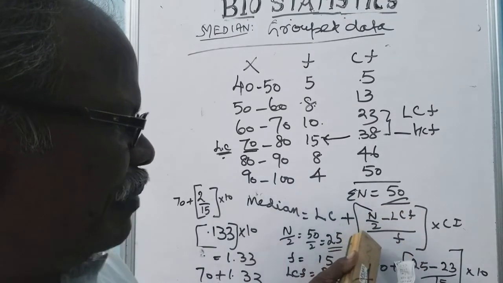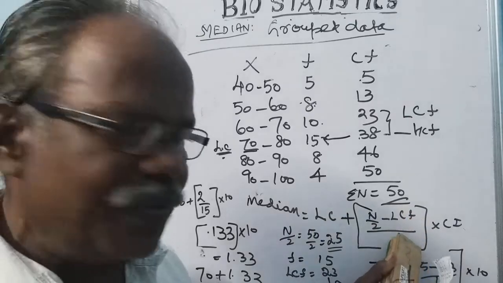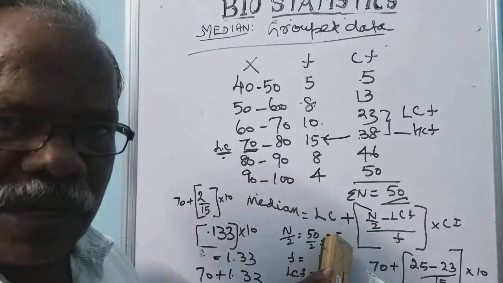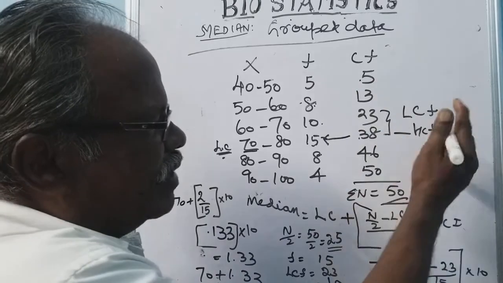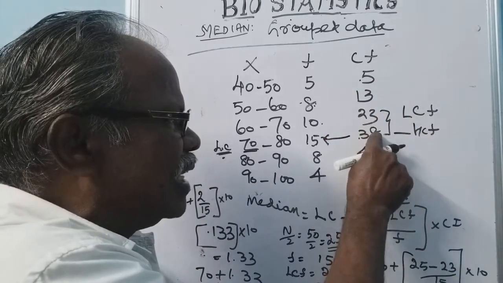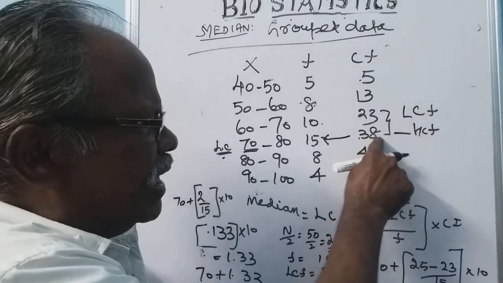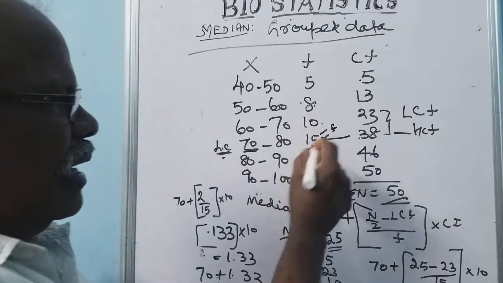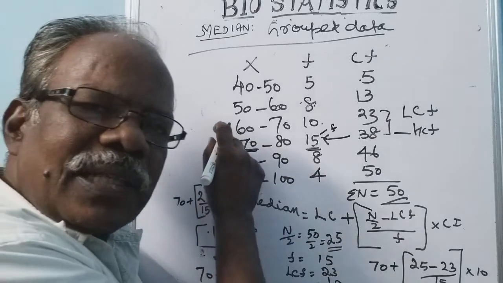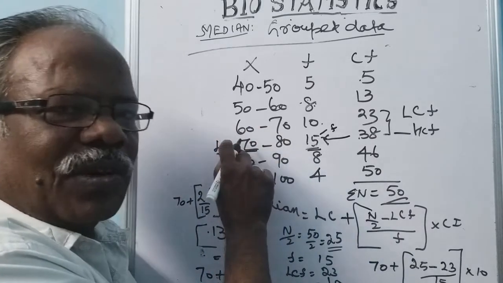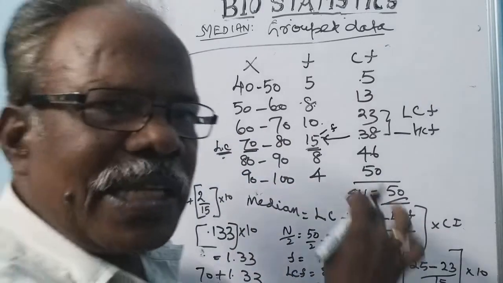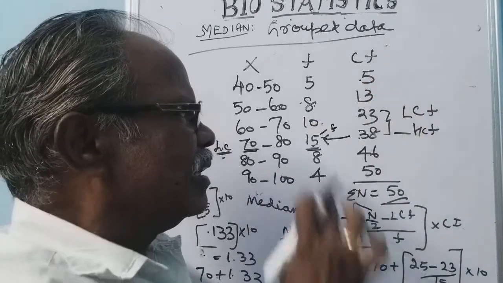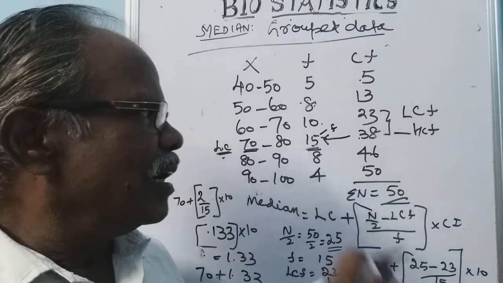The formula is LC plus N by 2 minus LCF, divided by frequency, into class interval. Now substituting all the things, N by 2 coming to 25. Where the 25 fits is very important. The 25 fits in between 23 and 38. So the highest cumulative frequency 38 should be taken, and in that place the frequency is 15. And in the same place we have to see the lowest class, either 70 or 80. 70 is the lowest, so LC. And the lowest cumulative frequency should also be taken, that is just above the highest cumulative frequency.